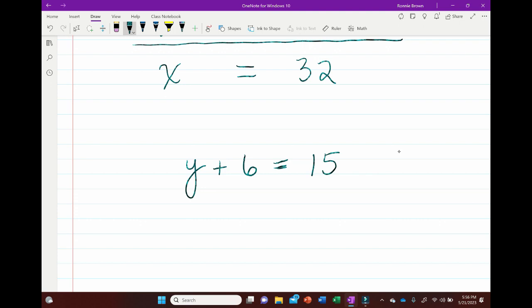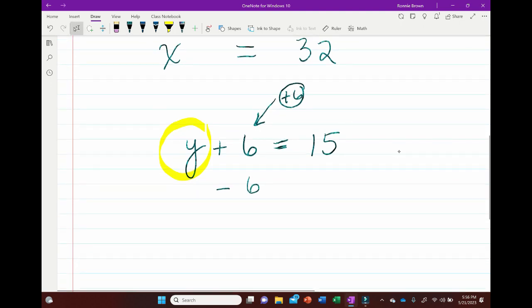All right, so here we're looking at this problem and we would like to get the y by itself. We want to isolate the variable as always. To isolate that variable on the left side of the equal sign, we have to get rid of that 6, right? So we do the opposite. And we said, what you do to one side of the equation, you always do to the other side, right? So if that's the case, we subtract 6 from both sides, so we bring down the y.